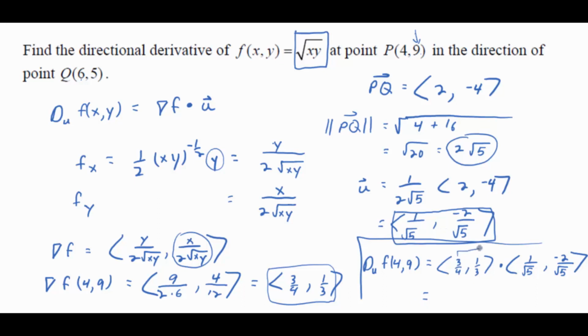So multiply corresponding components, and what do we get? 3 over 4 root 5 minus 2 over 3 root 5. Does everybody buy that? Now, you could combine those into one by getting a common denominator. I'm going to let you guys take it from here. It's just algebra and arithmetic.